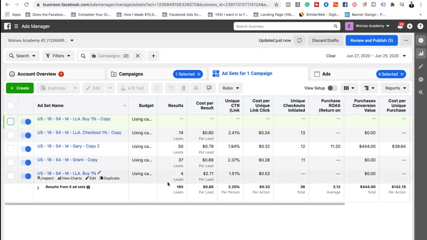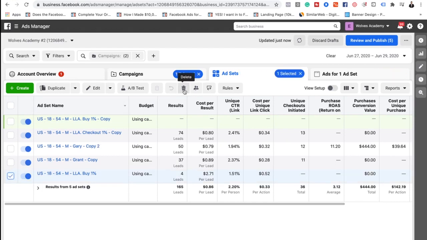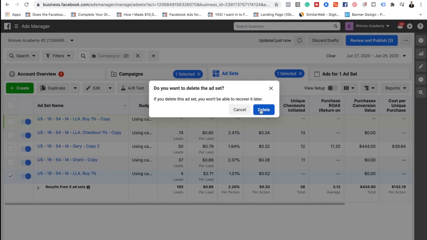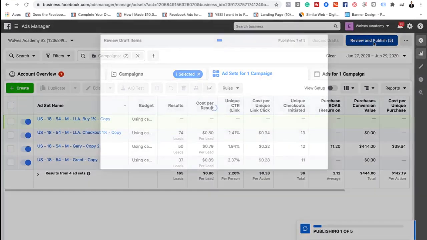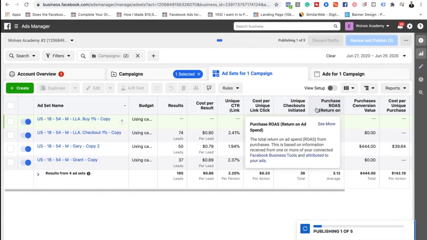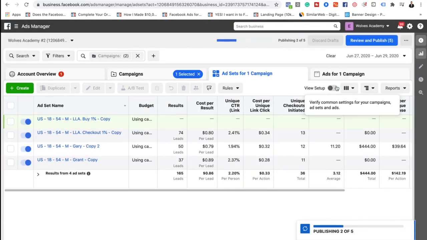So I'm gonna go ahead and delete this one out of KPIs. There's no purchases, so it's okay if we go ahead and actually delete this. And then what I'm going to do is I'm going to go ahead and review, and I'm going to publish. And then what I'm going to do is just continue to make data-driven decisions.